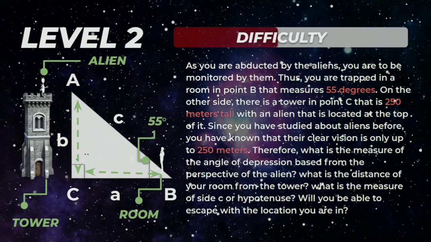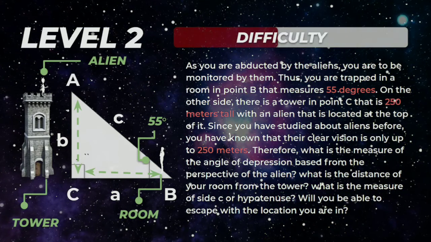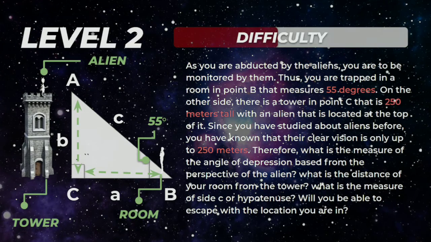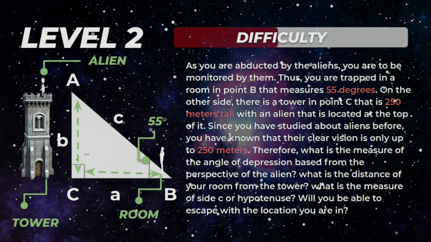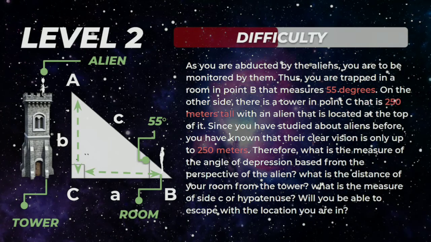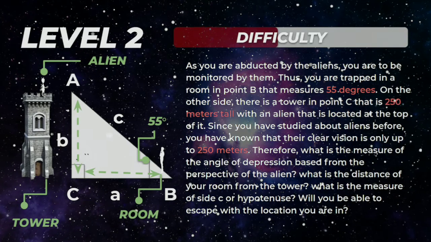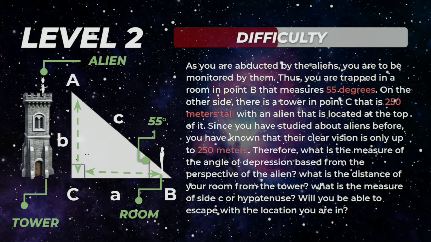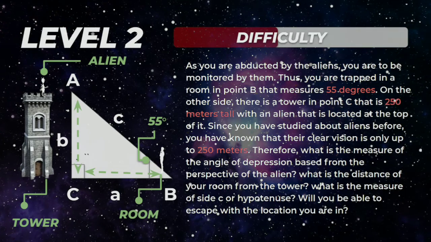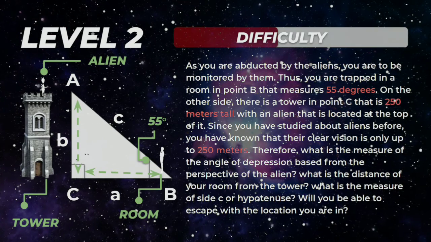Since you have studied about the aliens before, you have known that their clear vision is only up to 250 meters. Therefore, what is the measure of the angle of depression based from the perspective of the alien? What is the distance of your room from the tower? What is the measure of side C or hypotenuse? And, the main question, will you be able to escape with the location you are in?